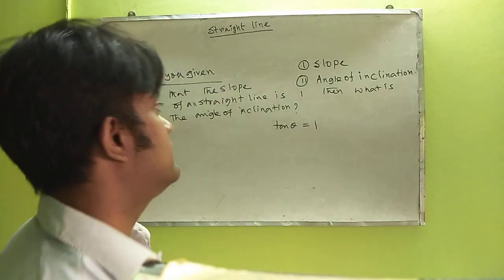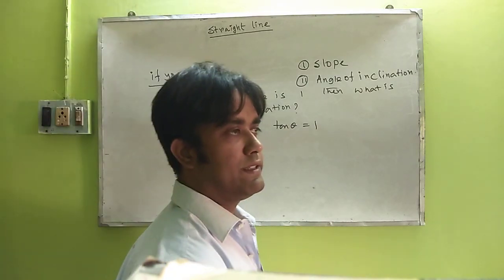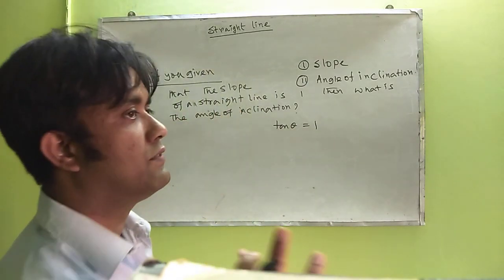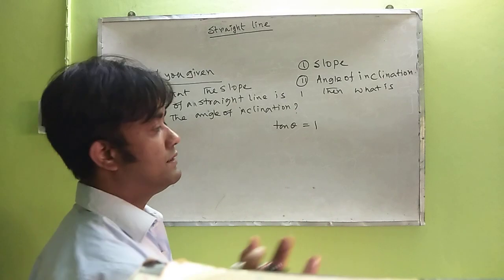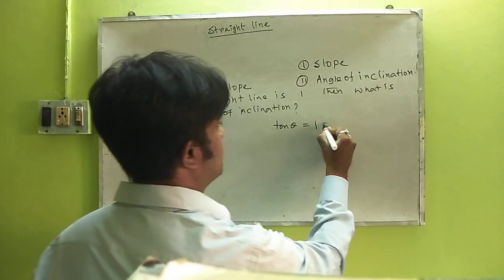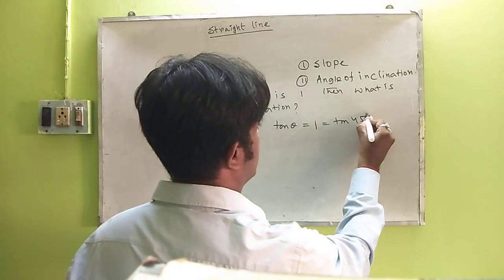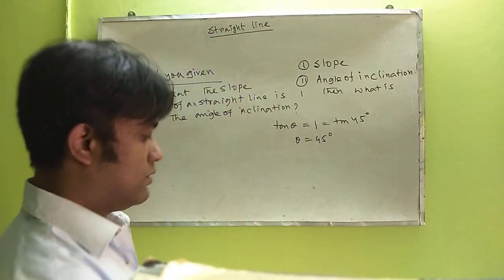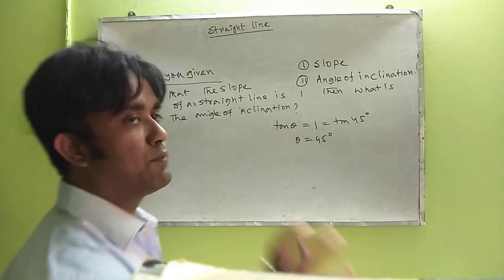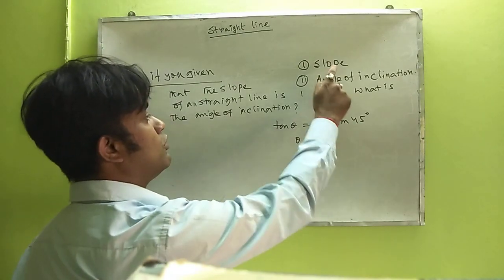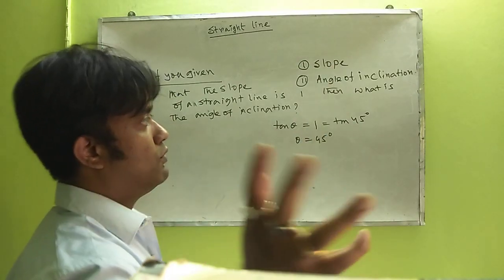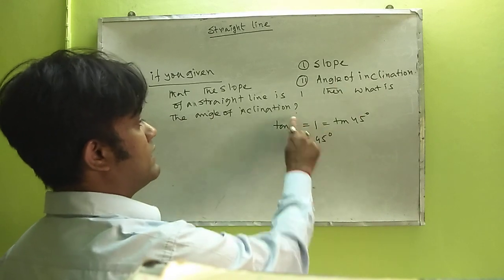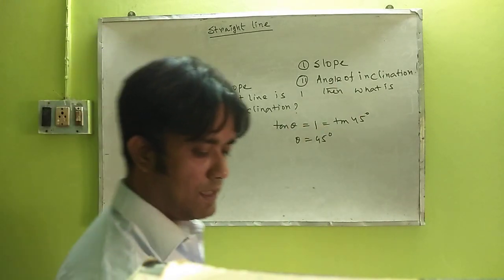As we know that slope of a straight line is m, which is defined by tan theta. That is, tan theta is equal to 1. Tan 45, theta is equal to 45. So you have to know the formula of slope and you have to know what is angle of inclination. This theta is angle of inclination.